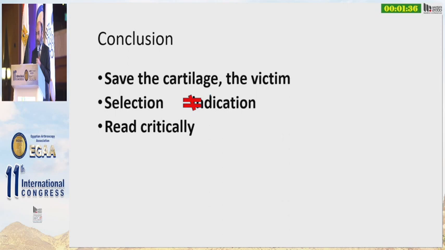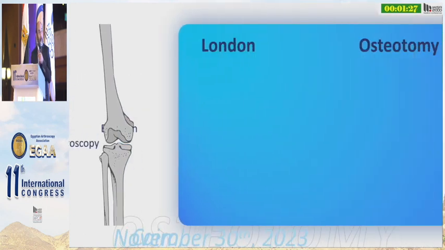So save the cartilage. He's the victim. He's not the criminal. And selection is far different from indication, something else. And we should be reading the literature carefully.